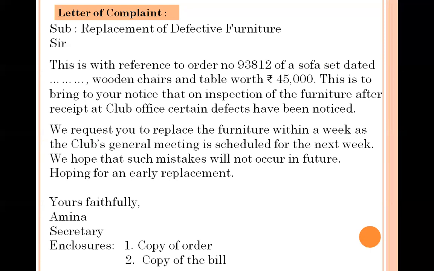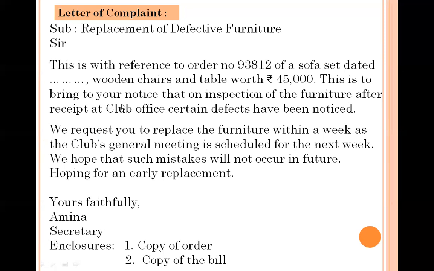You wanted to make a complaint, and you're writing the letter to the company. This is with reference to order number of a sofa set dated so and so, that is wooden chairs and table worth rupees this. So you can start. It is important that you mention the order number when you are making a complaint, and you must also refer to the date when the order was placed. You can also give some reference number of the letter mentioned, right? And mention what kind of furniture you purchased from them.